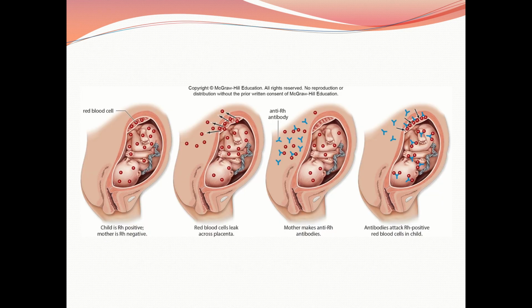And this illustration shows the hemolytic disease of the newborn. You can see the child is Rh positive and the mother is Rh negative. And when red blood cells leak across the placenta, the mother will make anti-Rh antibodies. Antibodies will then attack Rh positive red blood cells in the second child. So the first child usually isn't affected. It's the second child that will be.